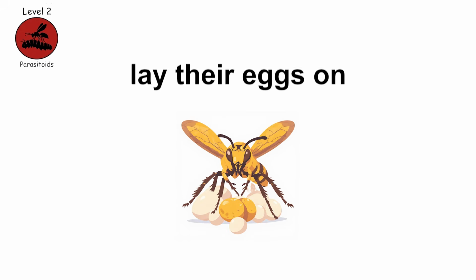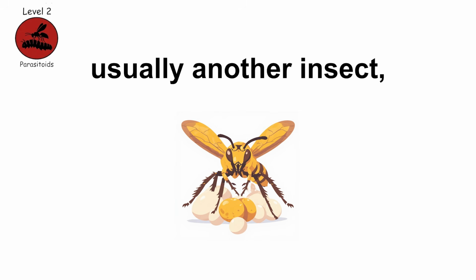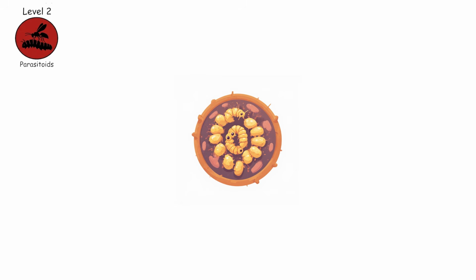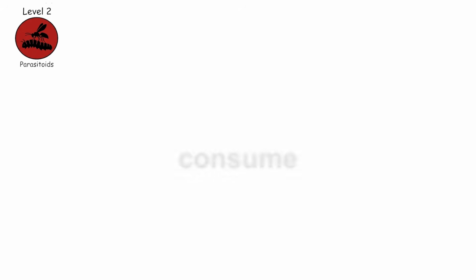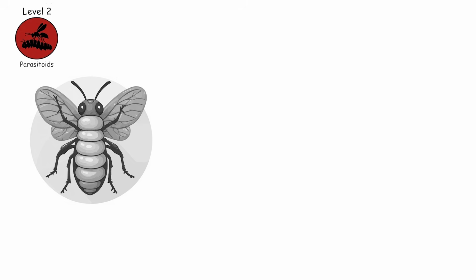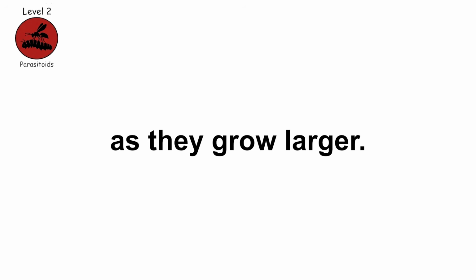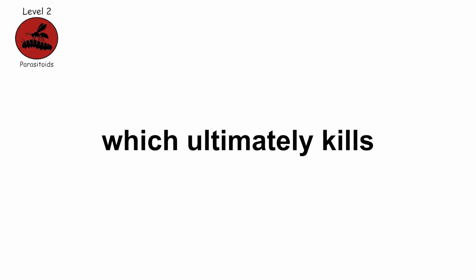Parasitoids are most commonly found among insects, particularly certain species of wasps and flies. These insects lay their eggs on or inside another organism, usually another insect. When the eggs hatch, the larvae begin feeding on the host's tissues. At first, the larvae typically consume non-essential tissues, so the host remains alive. This allows the developing parasitoids to continue feeding safely inside the host's body. As they grow larger, they eventually consume vital organs, which ultimately kills the host.